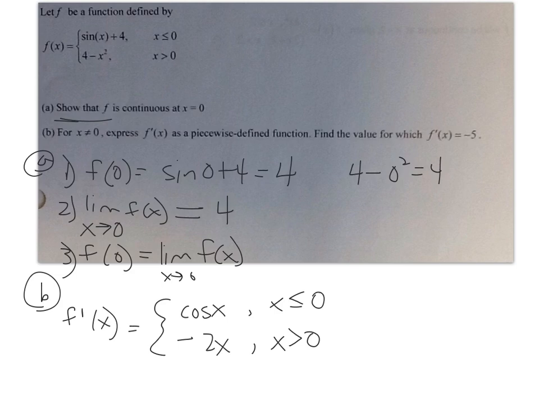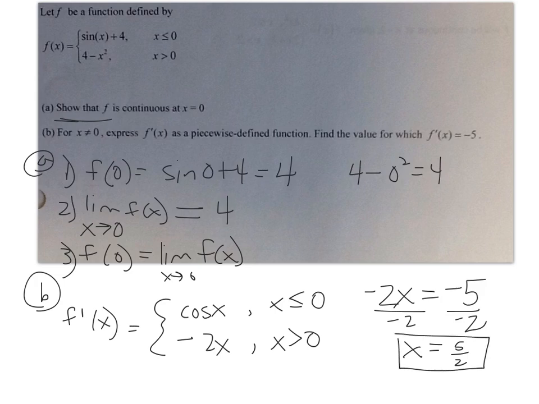But look at that first piece. Cosine of x, is the cosine ever equal to -5? Think about the range of the cosine function. It only goes up as high as 1 and down as low as -1 and stays yo-yoing in between those values. So it's never going to equal -5. So we're just going to set the second piece equal to -5. -2x equals -5. If I divide by -2 on both sides, then x would equal positive 5/2, or you could do a decimal, 2.5 if you wanted. So that's the value for which the first derivative equals -5.